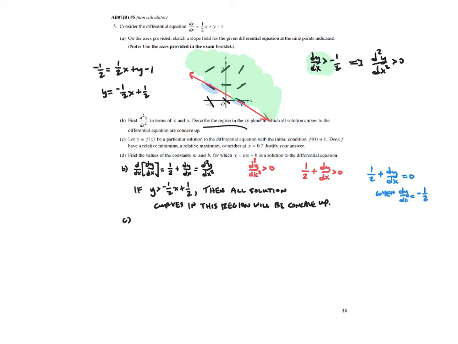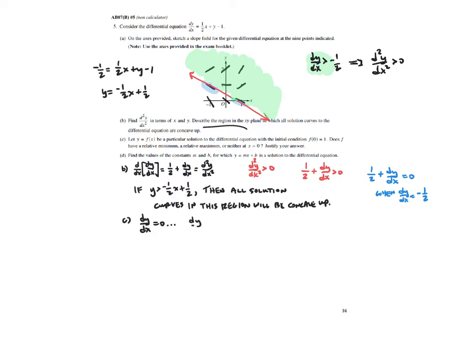Let's talk about part C. Part C says let y equals f of x be a particular solution to the differential equation with the initial condition 0, 1. Does f have a relative min, a relative max, or neither? And justify your answer at x equals 0. Now this question is not asking you to find the particular solution, so don't do that. What we know happens at relative extrema is that, first of all, dy dx must equal 0. Okay, so let's see if that occurs, specifically at this point, 0, 1.